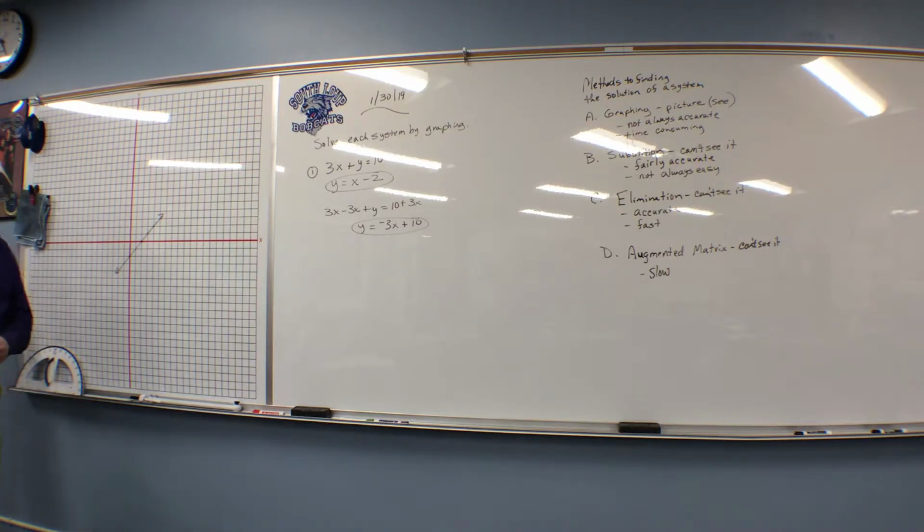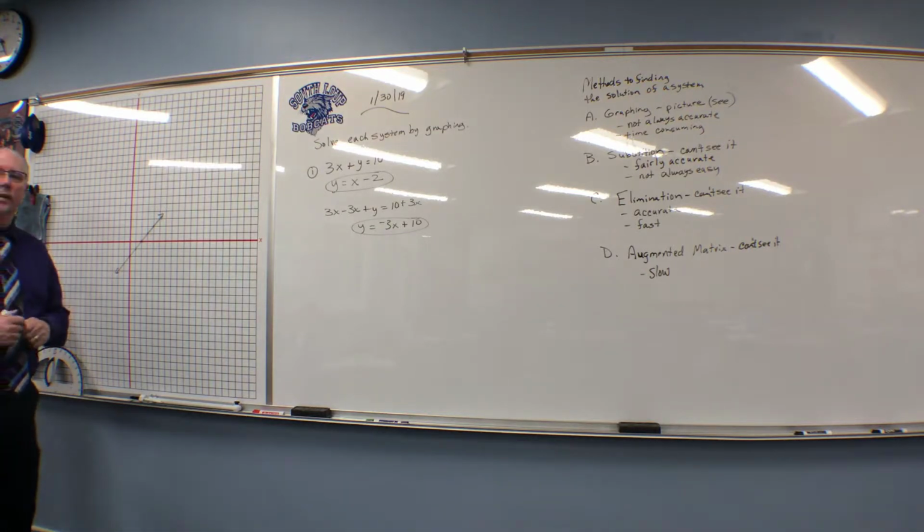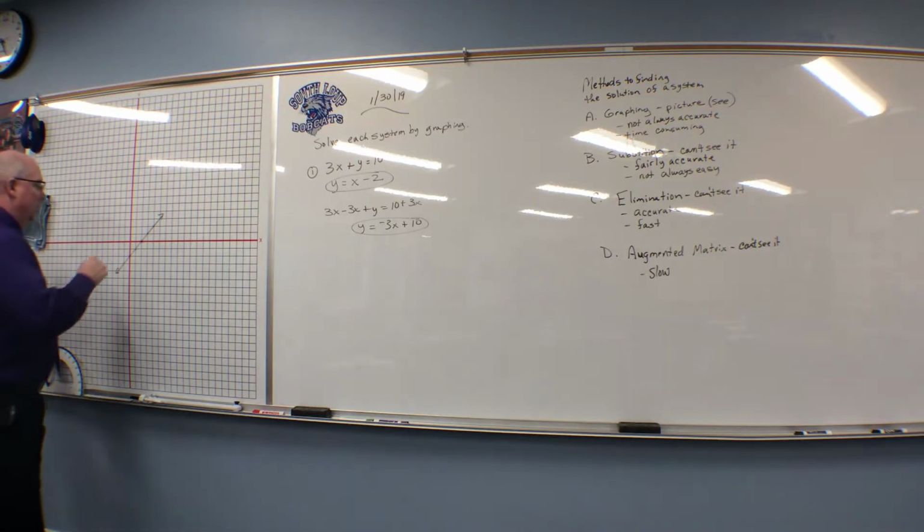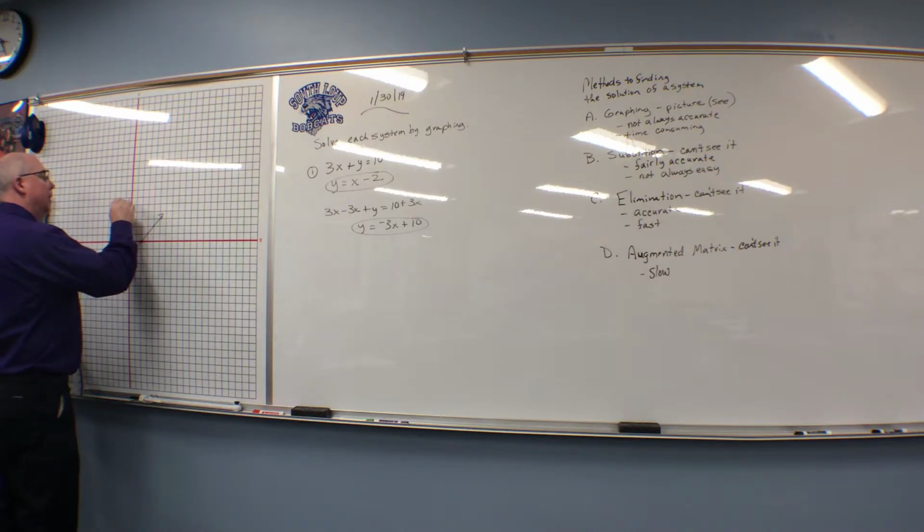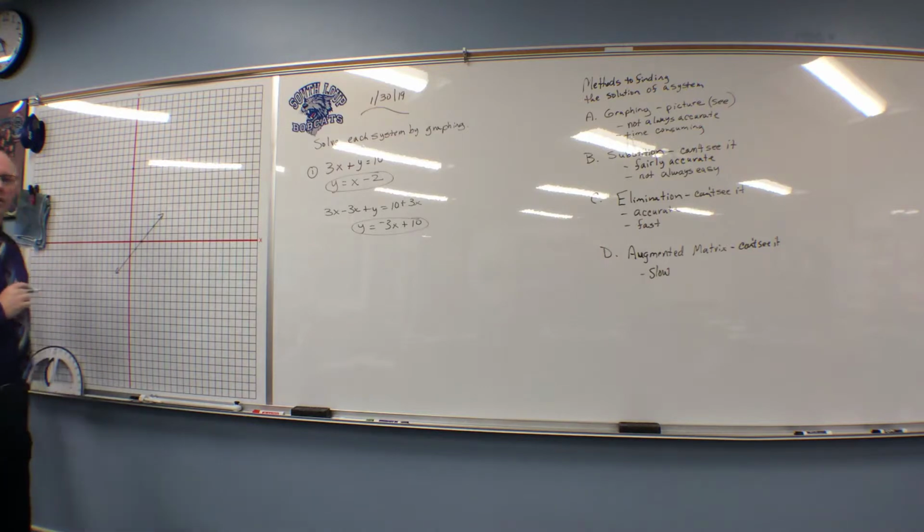Is everybody with me so far? Okay. The second one has a y-intercept of what? 10. It's way up there, isn't it? So 1, 2, 3, 4, 5, 6, 7, 8, 9, 10. Okay. Dang it. And then what's my slope?